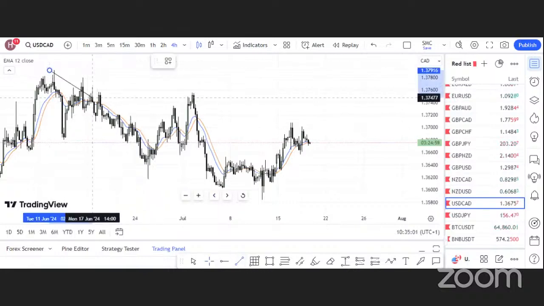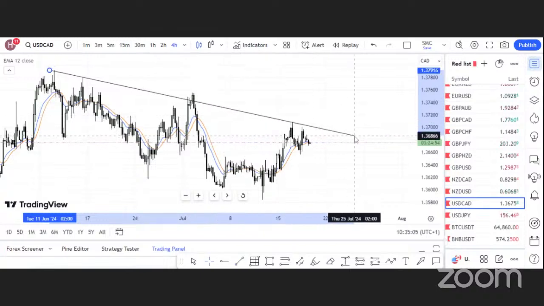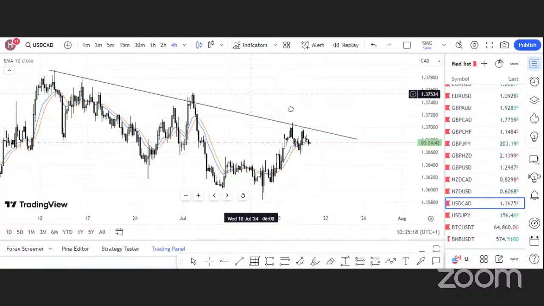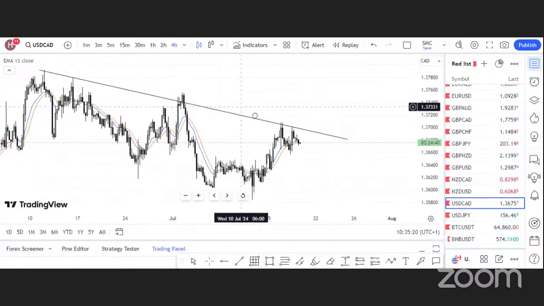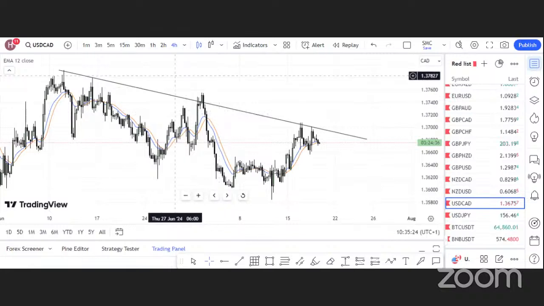First thing first, I want to have my trend line on and see if the market is really going down. So we have the trend line on, and the trend line is also confirming that the market is bearish on the higher time frame.